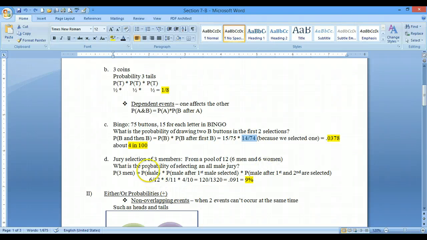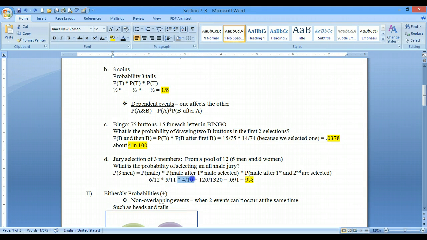So the probability will be the probability of a male times the probability of a male after the first male was selected, times the probability of getting a male after the first and second male are also selected. So the probability of getting a male from the very first draw, I have 6 men out of 12. So 6 out of 12. Now the next probability, I've already selected one of the men, and now the pool is down to 11. So I have 5 men left out of a pool of 11. So it's times 5 out of 11.